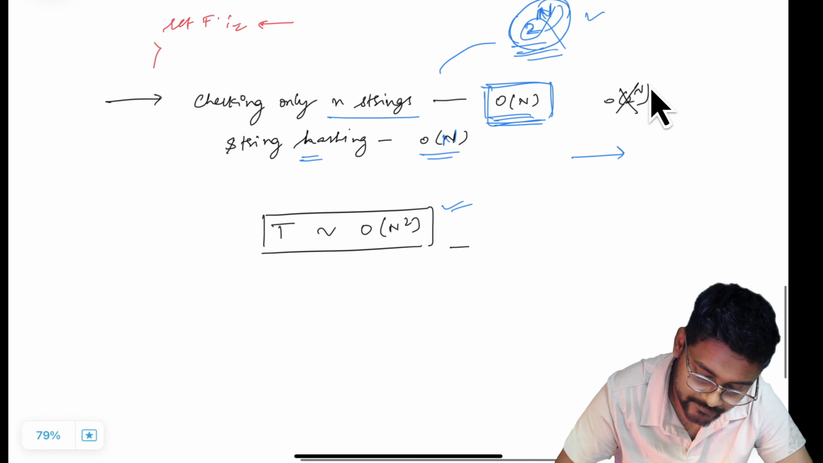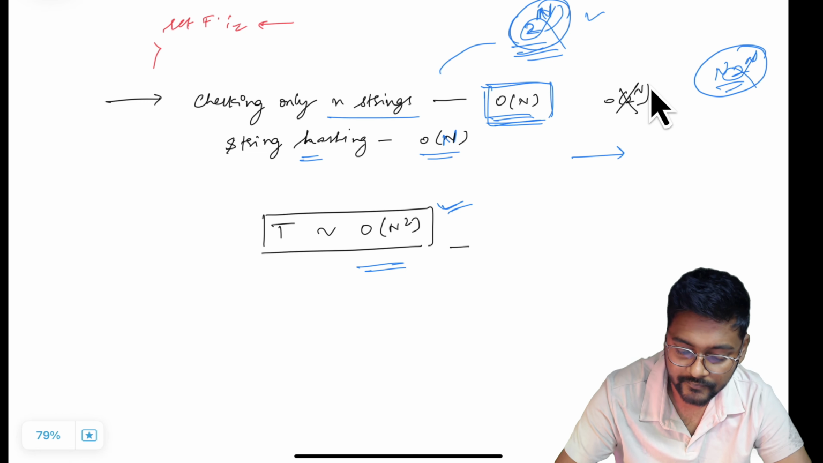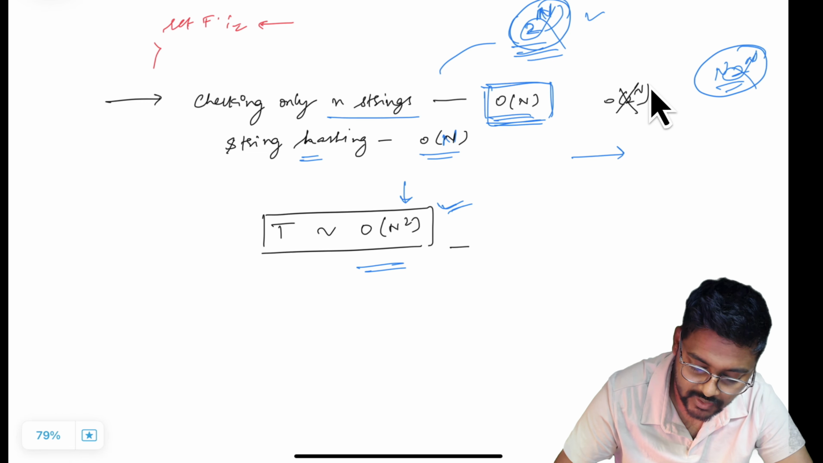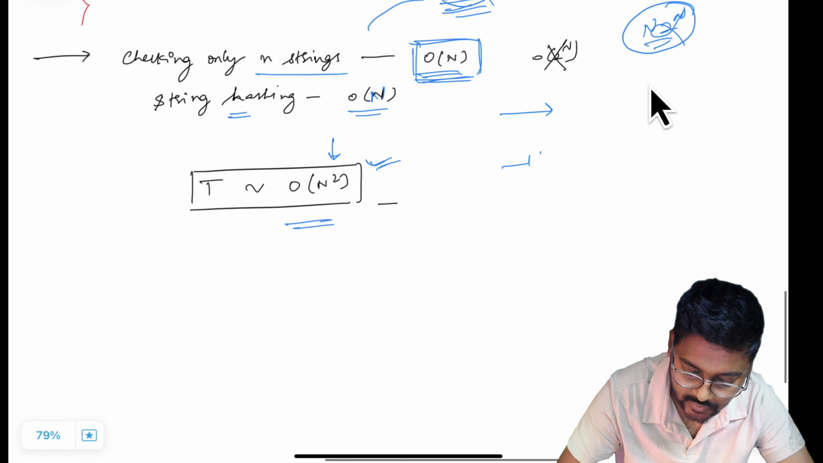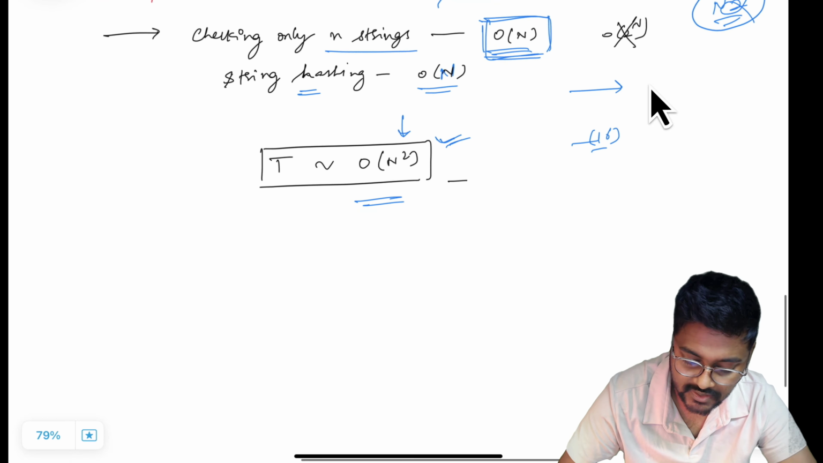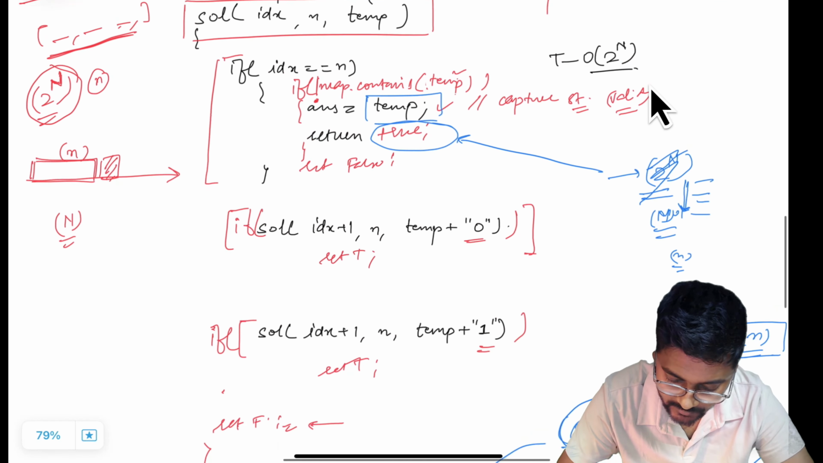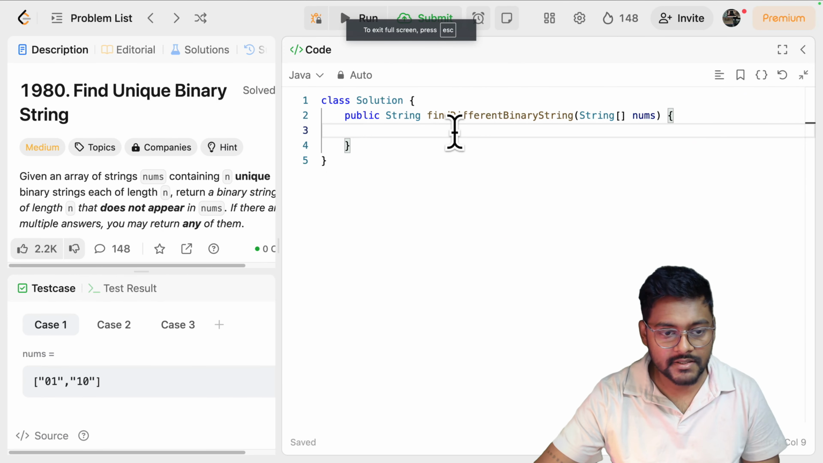So in the worst case, this approach will go from order of n into 2 to the power n, to order of n square. So in n square we are able to complete this solution, and the value of n will go till 16. So 16 square is the worst case for this approach. Now we will write the code for this approach. Let's start writing the code.